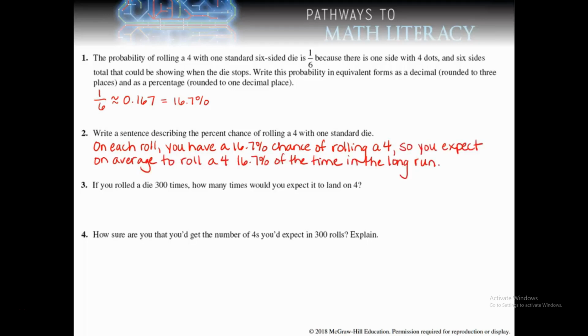With that in mind then, in 3, if you rolled a die 300 times, how many times would you expect it to land on 4? Well, you would expect it to land on 4 about 1/6 of the time, or 16.7% of the time. So that would be 1/6 of 300. We'll do 1/6 times 300. You could also multiply it by 0.167. It just won't come out quite as nice because of the rounding. 1/6 times 300 comes out to 50. So we would expect it to land on a 4 50 times.